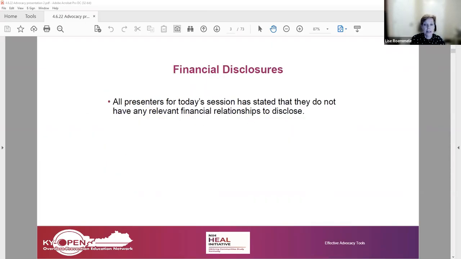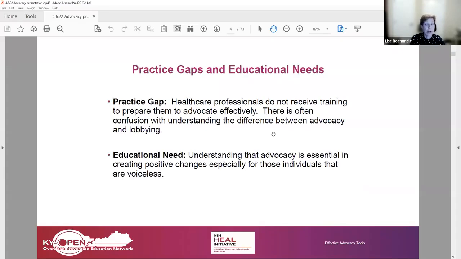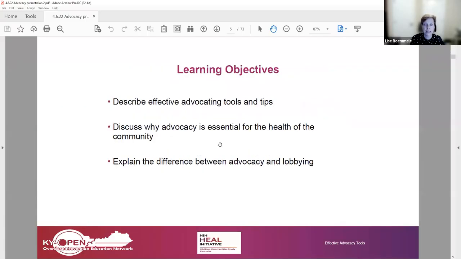Just to announce that all presenters for today's session have stated that they do not have any relevant financial relationships to disclose. The practice gaps that we have identified is healthcare professionals do not receive training to prepare them to advocate effectively. There is often confusion with understanding the difference between advocacy and lobbying. And the educational need that will be addressed is understanding that advocacy is essential in creating positive changes, especially for those individuals that are voiceless.